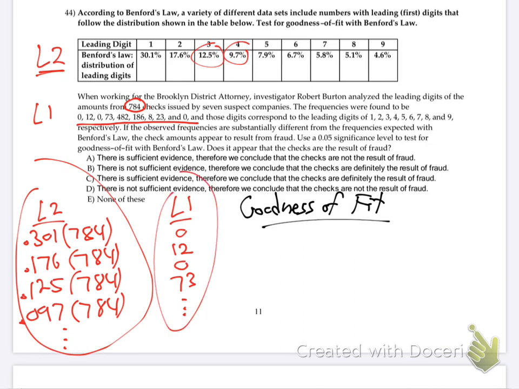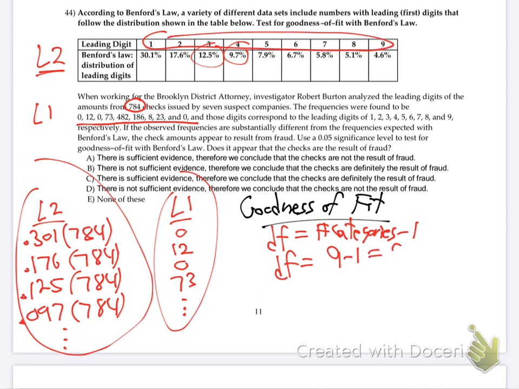When you get that all done, go to goodness of fit. And if you need to do degrees of freedom because you're using a TI-84, degrees of freedom is always what? Number of categories minus 1. How many categories are up there? 9. 1 through 9. So 9 minus 1, the degrees of freedom is 8. All right, so then we do 8, and I'm getting a p-value. Oh, I just got like 0.